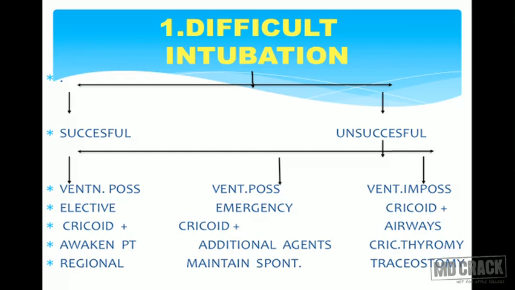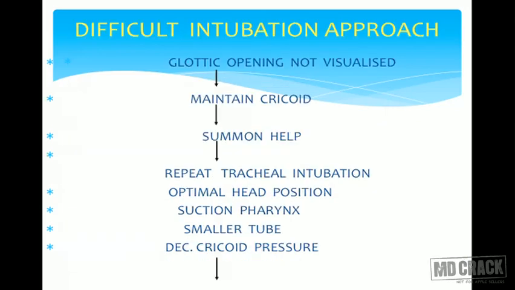Thus, the difficult intubation drill, I will just repeat it once again for you. If while doing direct laryngoscopy the glottic opening is not visualized, maintain cricoid, summon help, do oral and nasal suction, repeat tracheal intubation with optimal head position, use a smaller tube, and decrease cricoid pressure. If you are still not able to intubate the patient, use recent tools like gum elastic bougies and fiberoptic laryngoscope, and see if the cords are visualized.